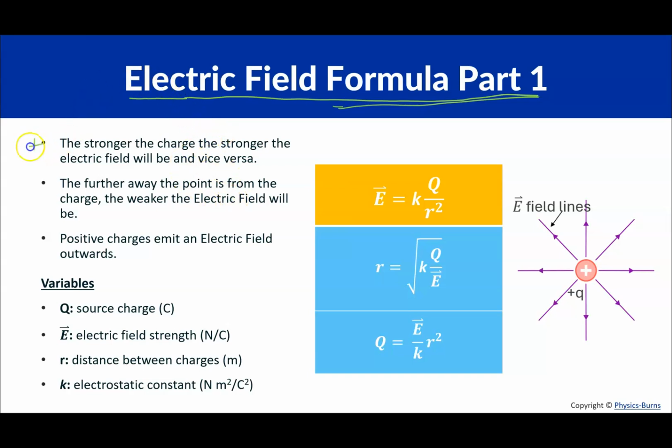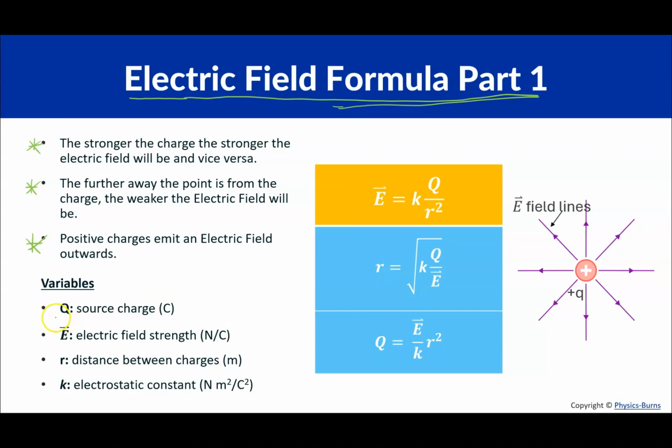Okay, so we learned about electric fields, we learned how it's not a force, and how it emits a field for a force if a charge goes near it. So the stronger the charge, the stronger the electric field will be, and vice versa. The further away the point is from the charge, the weaker the electric field will be. Positives emit an electric field outward, and negatives emit an electric field inward, as we learned.